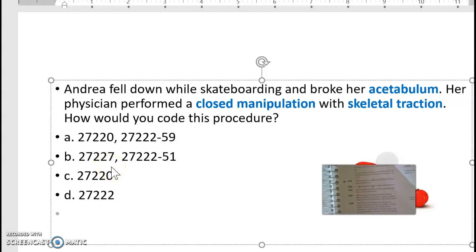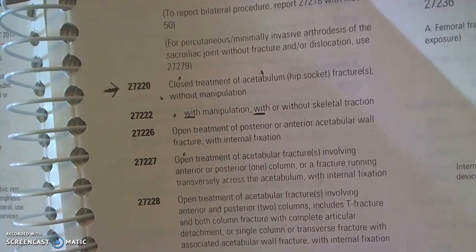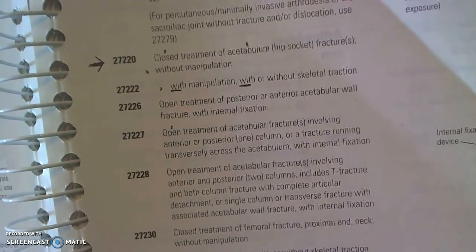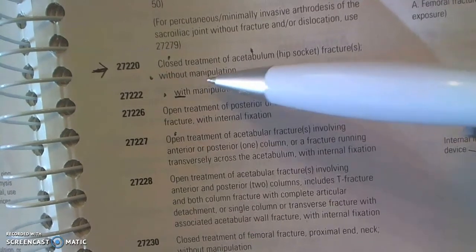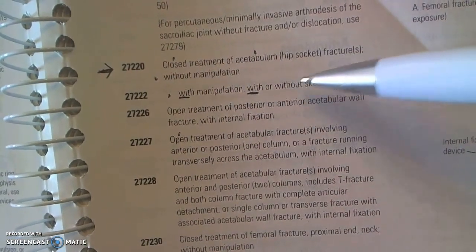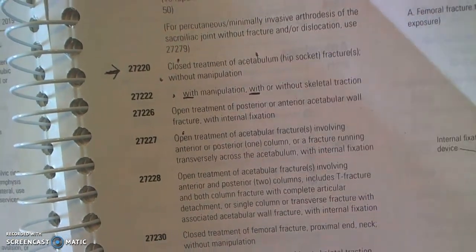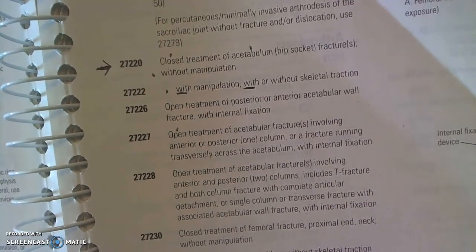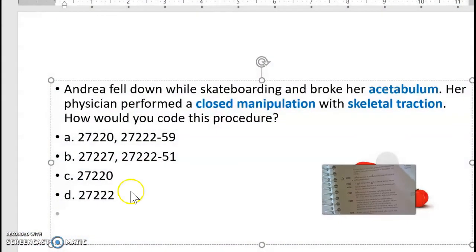So the open treatment 27226 is not even a choice. We do have 20 and 22. Why are we choosing 27222? Because you can see 22 is the one that says with manipulation, with or without skeletal traction. Both of these things are given in my scenario, right? And that's why I'm choosing that, closed manipulation and skeletal traction. So my choice is 27222.